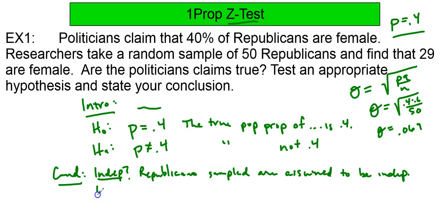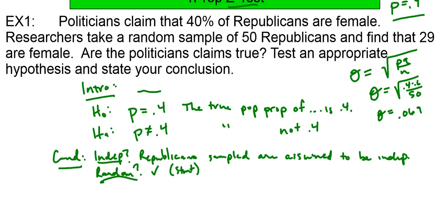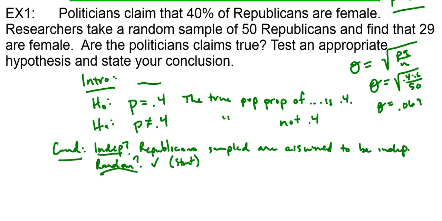Number two, were they randomly selected? It says random up there. Again, give a statement. So Republicans sampled were randomly selected. Number three, do we have less than 10% of the population? Again, we only sampled 50 of them, so 50 is less than 10% of the population. You would write that here.